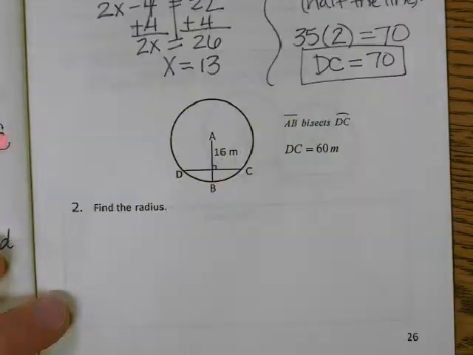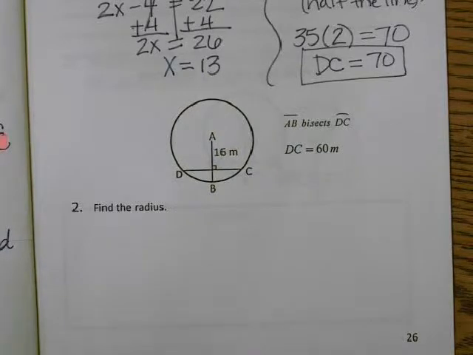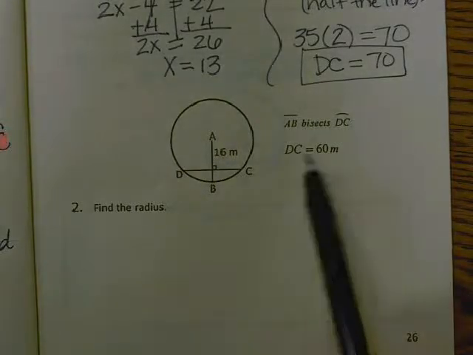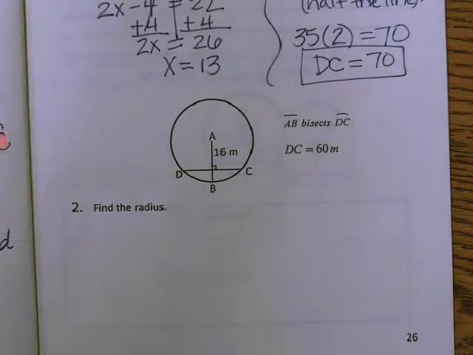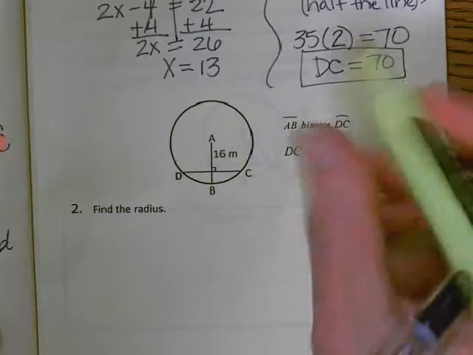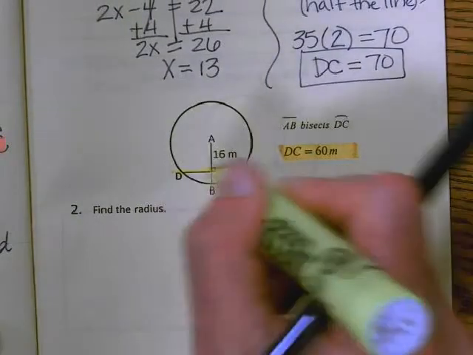Alright, number 2. Number 2 says, find the length of the radius. So this is a common question that they like to ask, and it's going to involve knowing a little bit about right triangles. Okay? So it says the length of DC equals 60 meters. That's what it gives me. So all of DC is 60 meters.